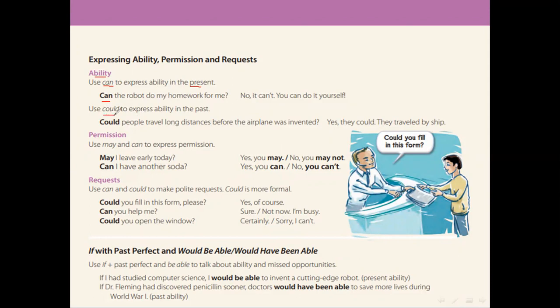Use could to express ability in the past. Could people travel long distances before the airplane was invented? Yes, they could. They traveled by ship.